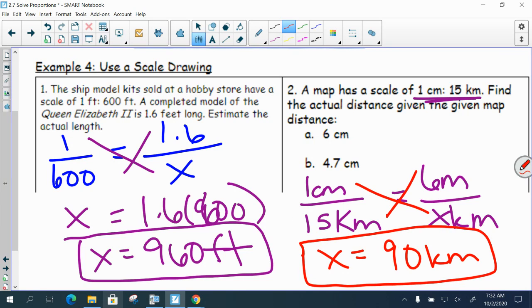All right, and I'm hoping just from these 2 examples you get how to set up this question. It would just be the same thing. 1 over 15 equals 4.7 over x. Okay, now I'll let you just do that one on your own.